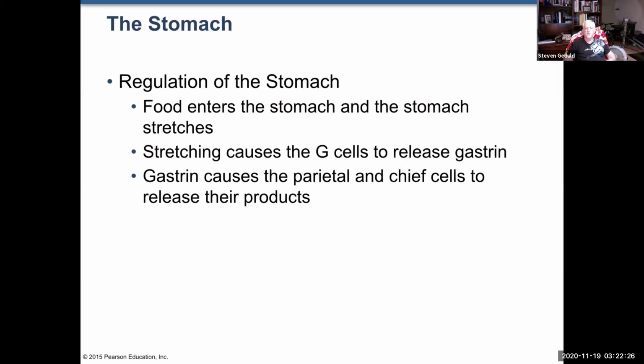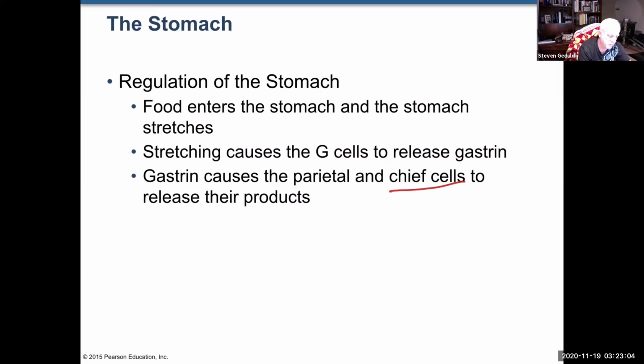Again, in the stomach, food enters the stomach, and the stomach stretches. Those are those rugae that allow you to stretch out. Stretching causes the G cells to release gastrin. Gastrin causes parietal cells and chief cells to release their products. Remember, parietal cells release hydrochloric acid and intrinsic factor for the vitamin B12. And the chief cells start to release pepsinogen, and the hydrochloric acid converts that into pepsin, so it becomes active.